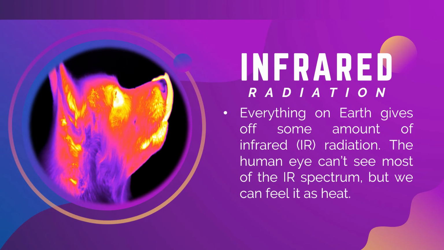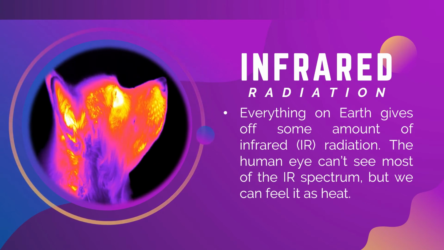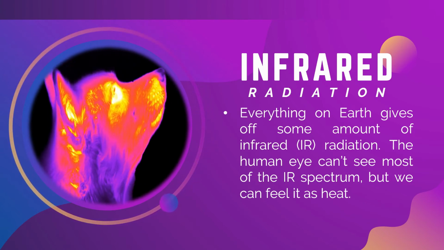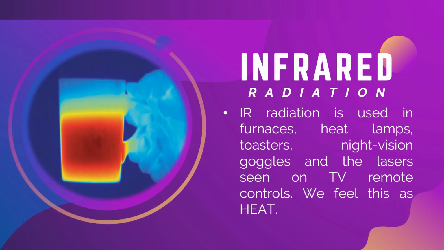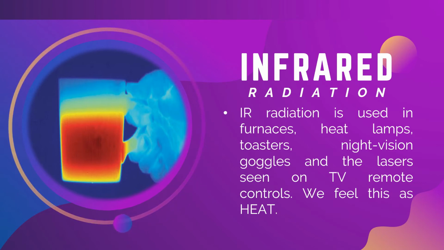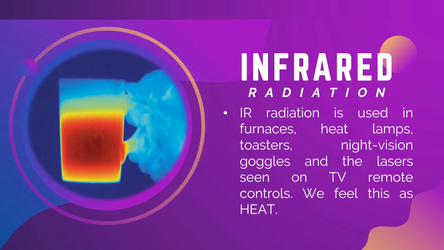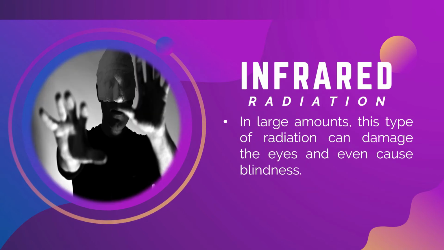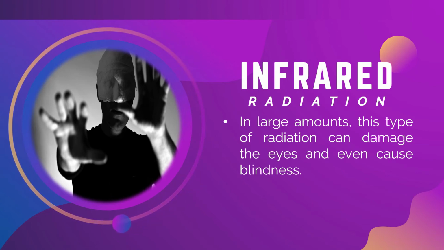Just for example, if you are using your phone for a long time at naramdaman mong uminit, it is emitting radiation. Infrared radiation is used in different furnaces, heat lamps, toasters, night vision goggles, and the laser seen on your television remote control. And we feel this as heat. In large amount, this type of radiation can cause damage to your eyes and later on causes blindness.